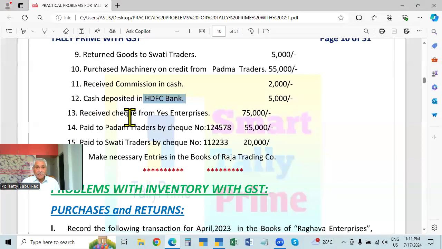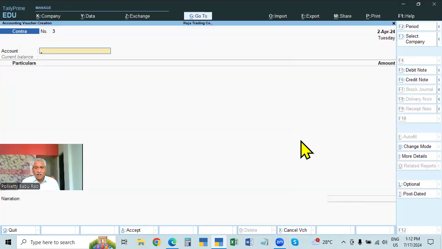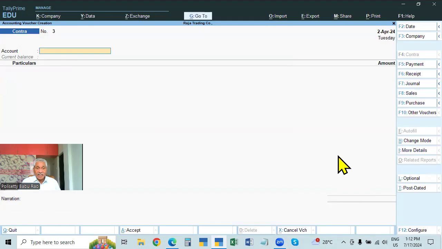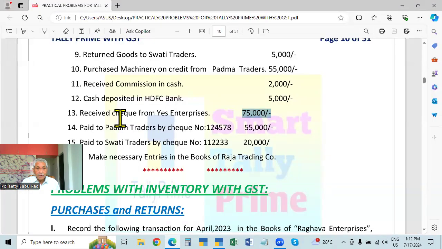Then received check from Yes Enterprises. We sold goods, so we sold for 75. We received the total amount, though we may receive some amount only. We received the total amount, 75,000. So we received from Yes Enterprises because they paid. It's given as received check. The number is not given. Check received.